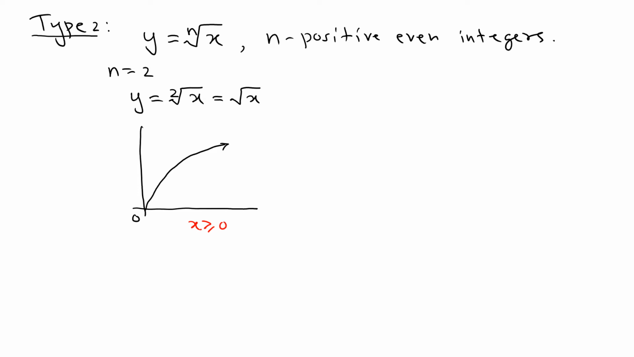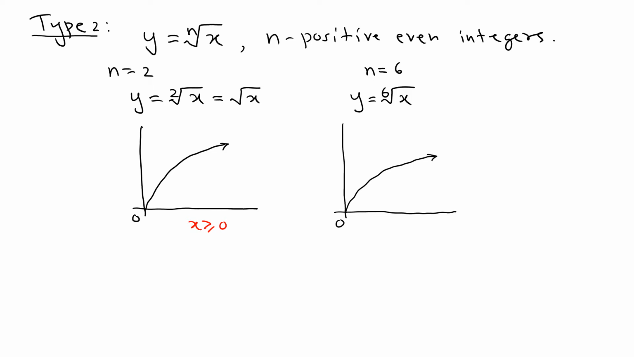Let's look at another one. Let's say n equals 6, or any positive even integer. You can see y equal the 6th root of x has the same problem. It's defined only for nonnegative x. It grows much more slowly, like the cube root, so it rises like that and flattens fast.